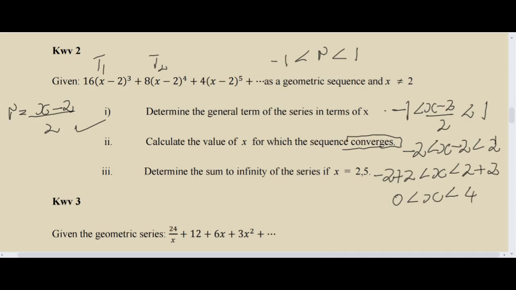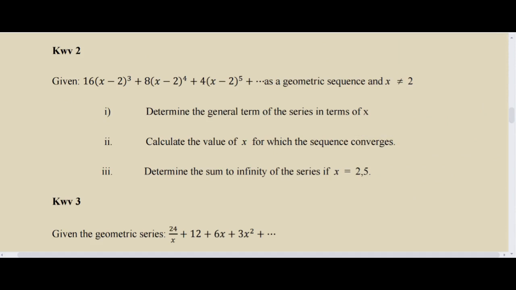So in order for this sequence to converge, your x value has to be anything between 0 and 4. It should not be 0 and it should not be 4, but it should be a value that's in between these two critical values. Right. Now look at the following question that we have.